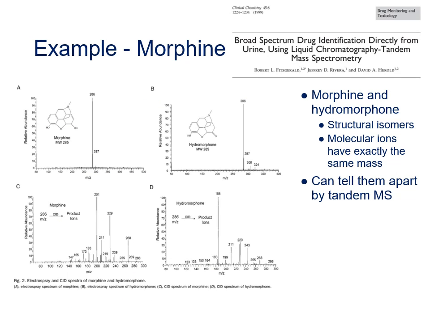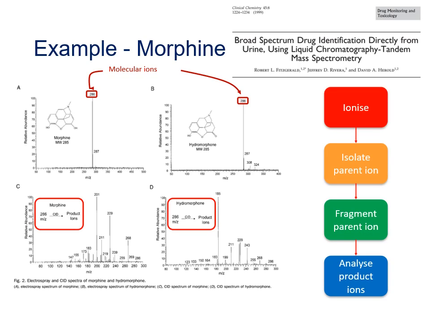So let's look at an example of a time when MS/MS is necessary to distinguish two compounds. Morphine and hydromorphone are structural isomers of each other, differing only in the location of a double bond. So that means their molecular ions will have exactly the same mass. So irrespective of how good the mass accuracy or resolution of our mass analyzer is, we'll never be able to tell them apart by mass spectrometry alone.